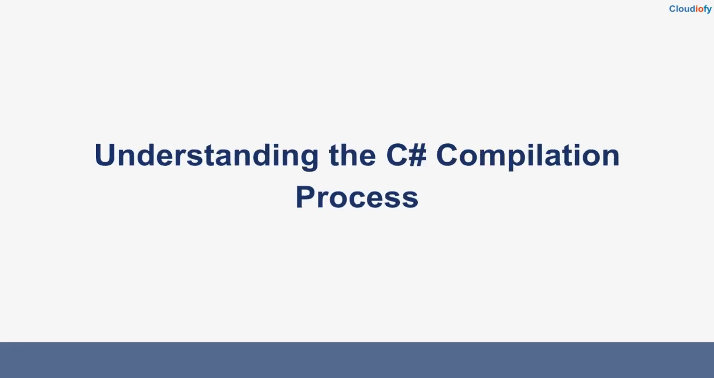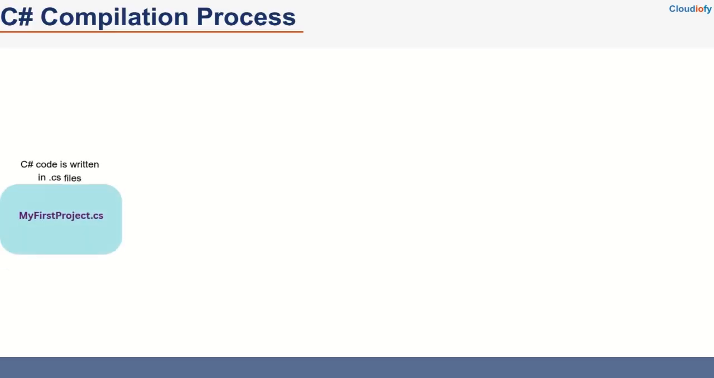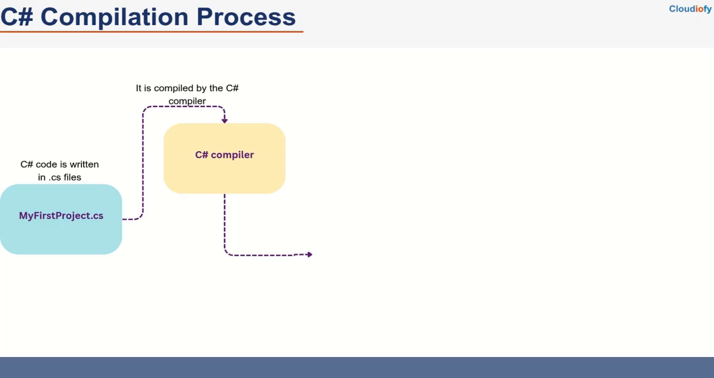Now, understanding the C# compilation process. C# is a compiled language. The process starts when we write the code in .cs files. Next, the C# compiler takes this code and converts it into something called intermediate language, or simply IL.